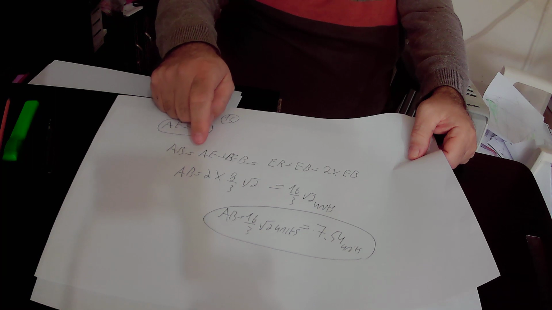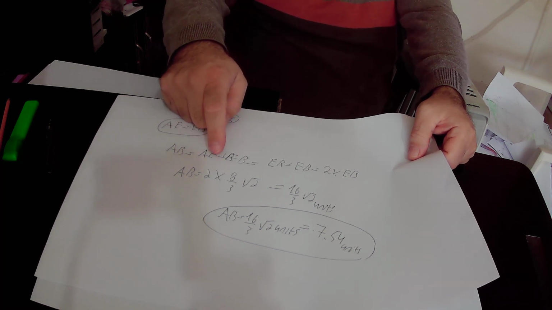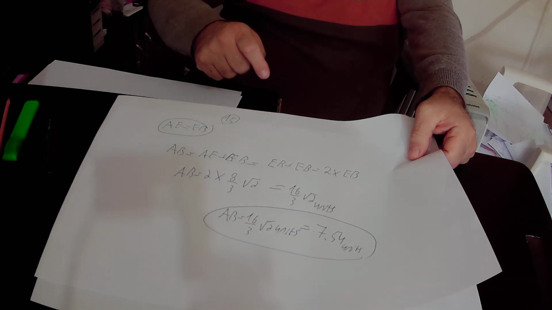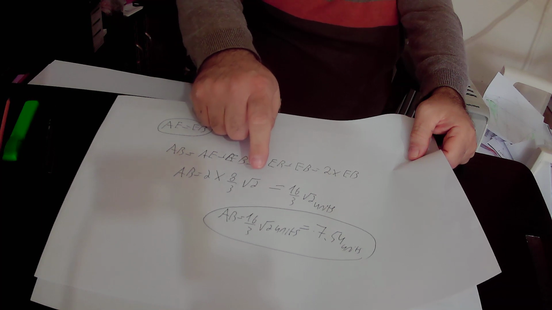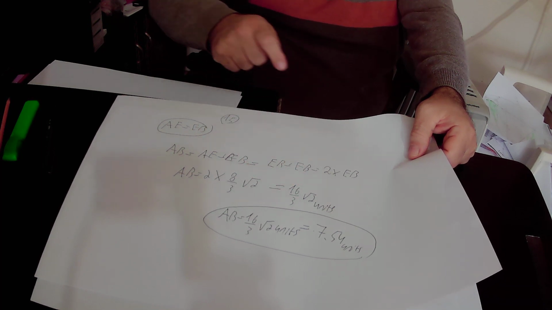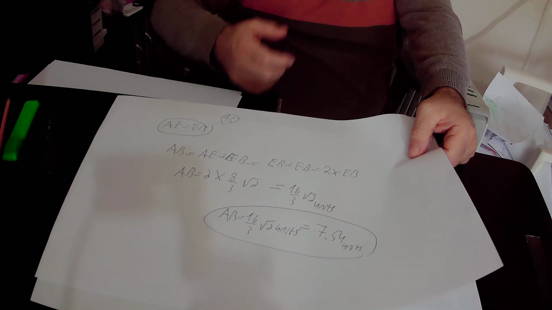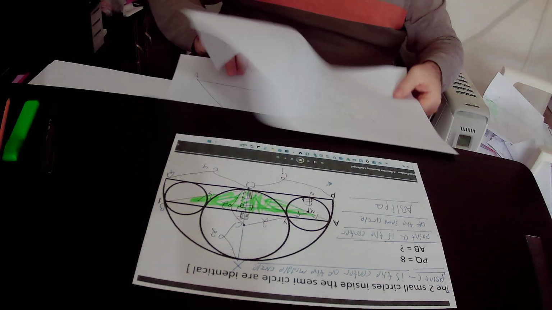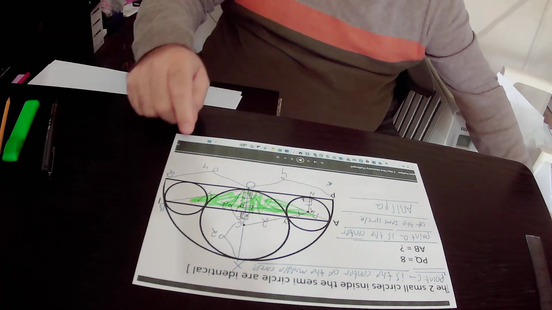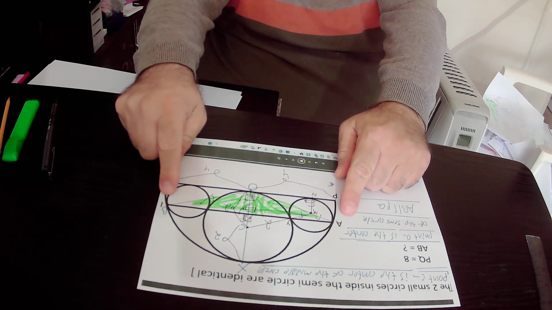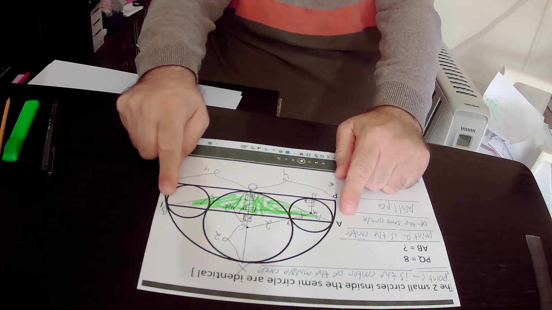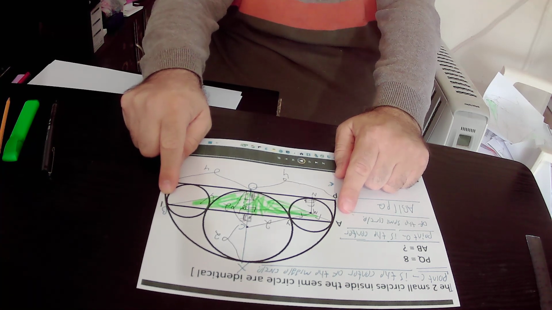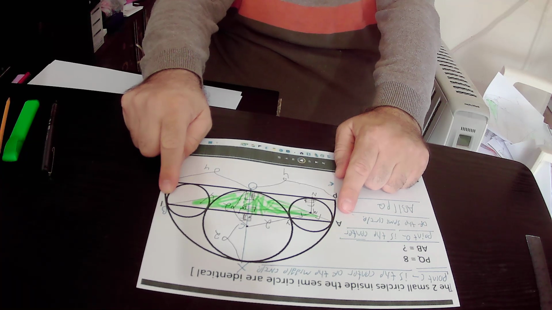Okay, so in total we got that AB equals 2 times 8 over 3 times square root of 2, or AB equals 16 over 3 times square root of 2 units, or in terms of numbers, AB equals 7.54 units. I will repeat again. The length of chord AB is actually 16 over 3 times square root of 2 units, or in terms of numbers, the length of chord AB is 7.54 units.